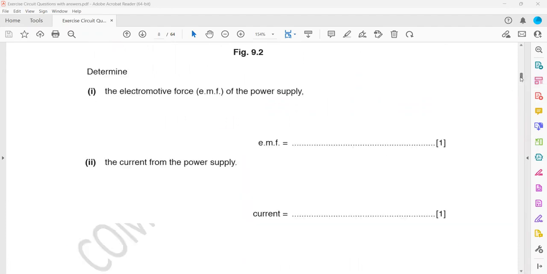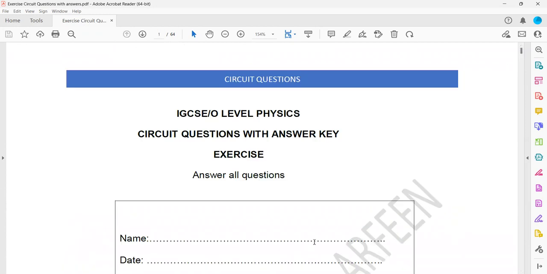So this was question 3 from the exercise circuit questions with the answer key.